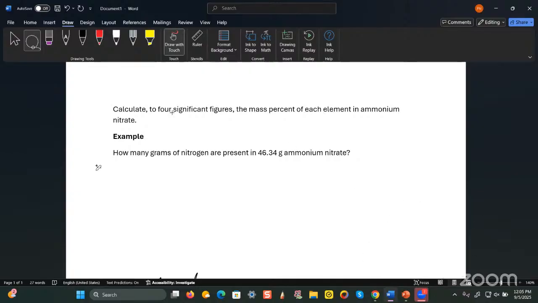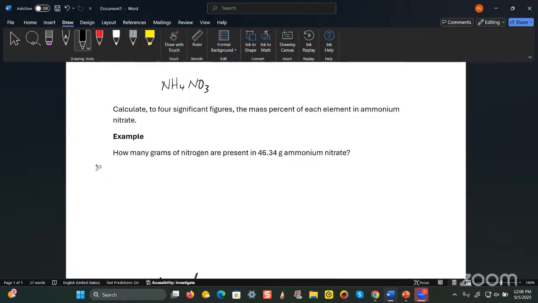All right. So the first question is asking for you to calculate, to four significant figures, the mass percent of each element in ammonium nitrate. So again, before we can do anything else, we have to figure out the formula for ammonium nitrate. So what is the formula for ammonium nitrate? Again, you might find the tables useful for determining the formula for this compound. Yes, sir. NH4NO3. Exactly. All right. So that's the formula for ammonium nitrate.